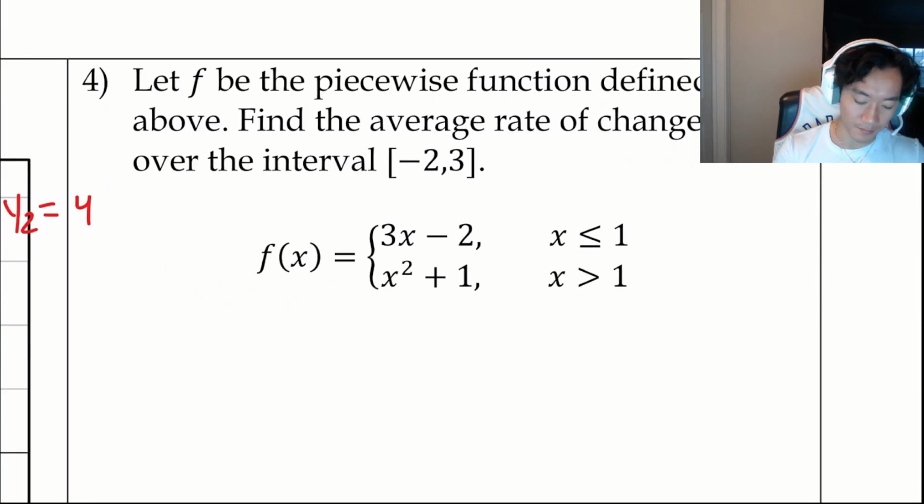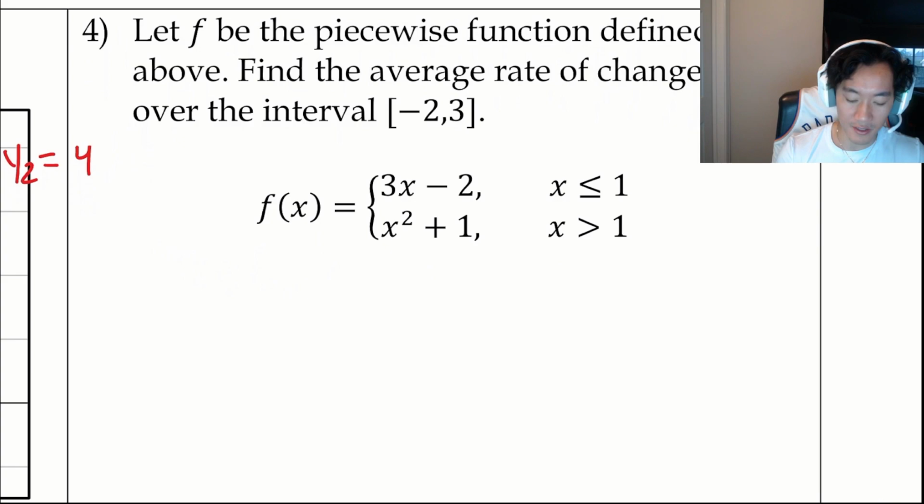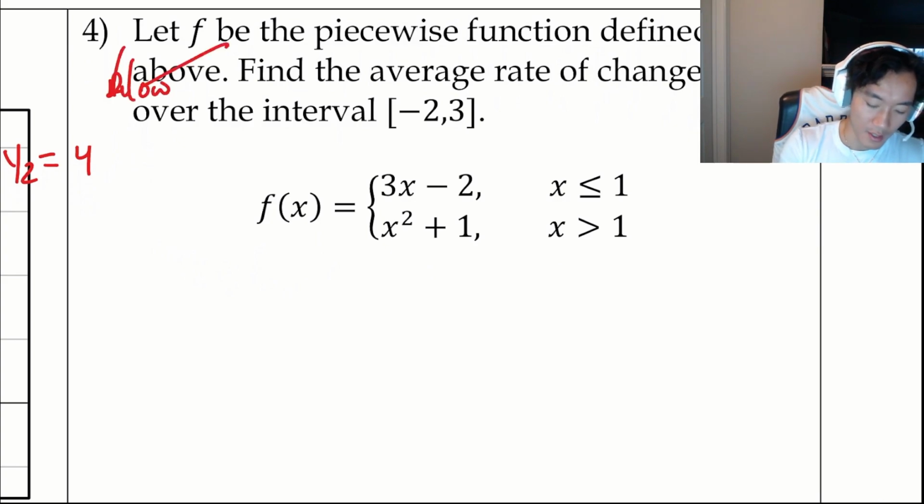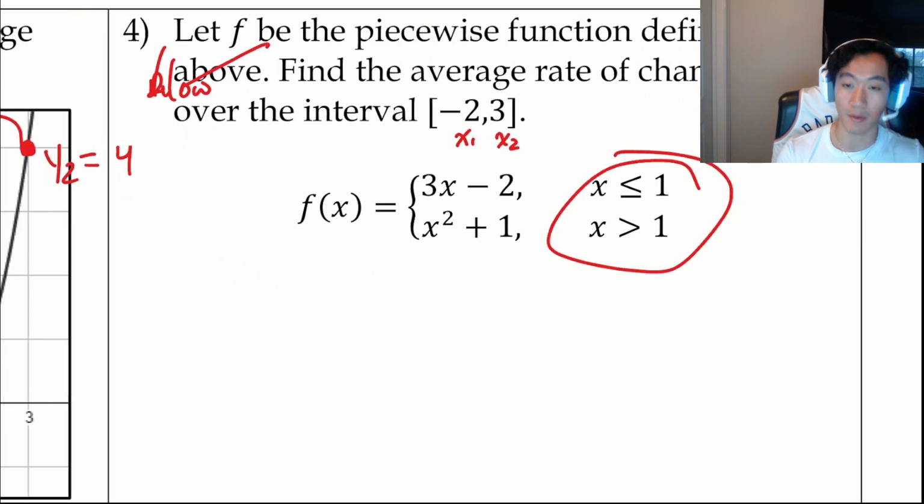Now here's number 4. Let's see. It says let f be the piecewise function defined below. Find the average rate of change of f over the interval of -2 and 3, right? I'm already going to just label those, and we're going to take some time and plug this in to see what our y1, y2 are, right? But since it's a piecewise function, we can only plug it into specific domains that are allowed, which are indicated on the right-hand side here by these inequalities.